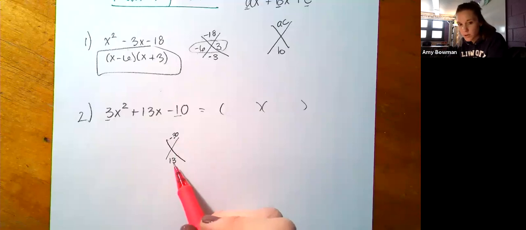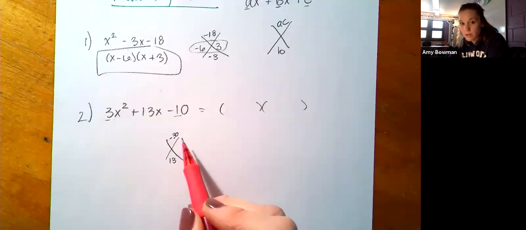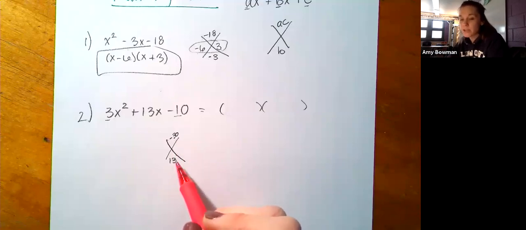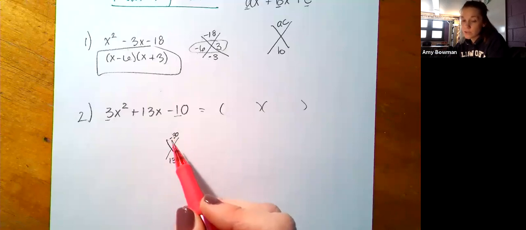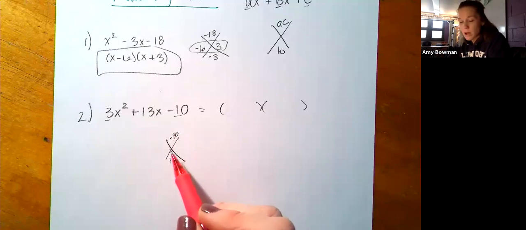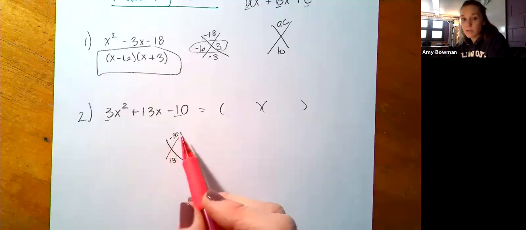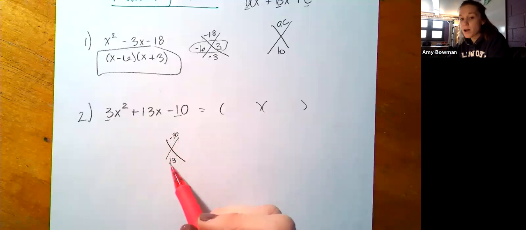You really need to slow down with these, because when we look at 30 and 13, our brains are going to jump to 10 times 3, because 10 times 3 is 30 and they add up to 13. But 10 times 3 is not -30. So that combination isn't going to work for this one. So we have to think about other combinations of numbers that multiply to -30 but add to +13.